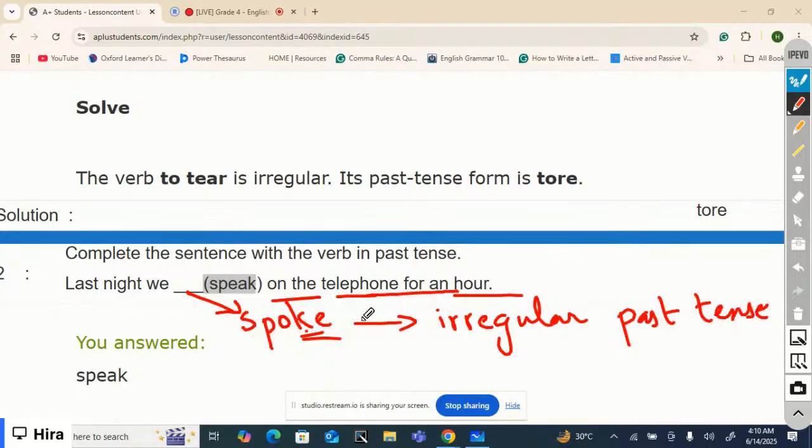Very good. If I'm not wrong, I'm not sure about the pronunciation of your name. So your answer is correct. Very good.